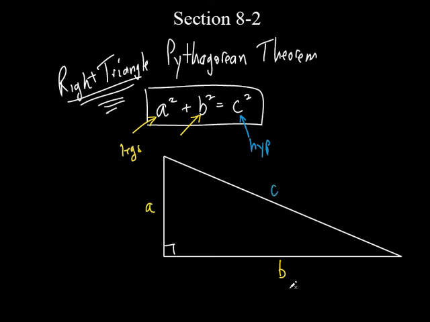The A and the B, does it matter which leg the A and the B stands for? No, it doesn't make any difference, okay? As long as A is one leg and B is the other leg, it doesn't matter which one's A and B. But the C definitely makes a huge difference, okay? C is the hypotenuse, and that's the one that you really need to understand.